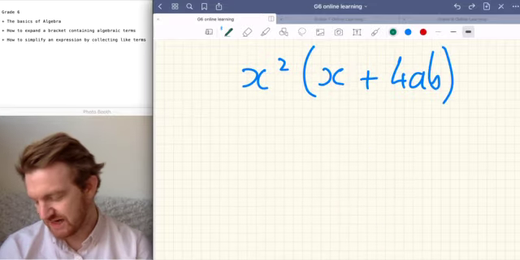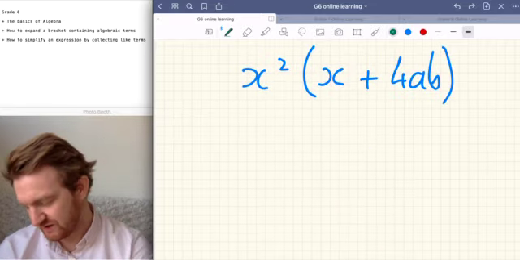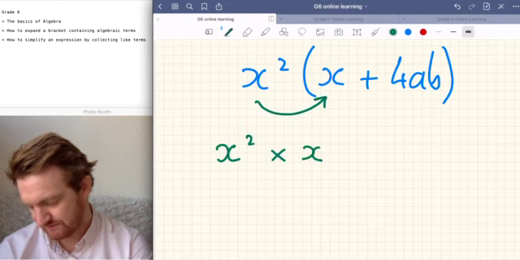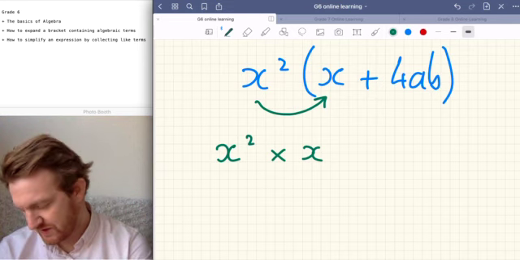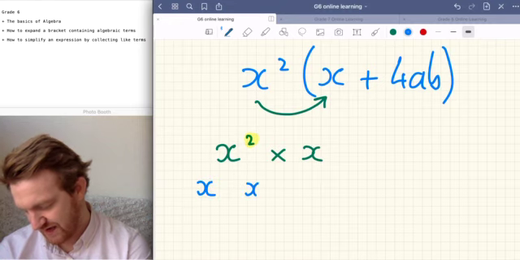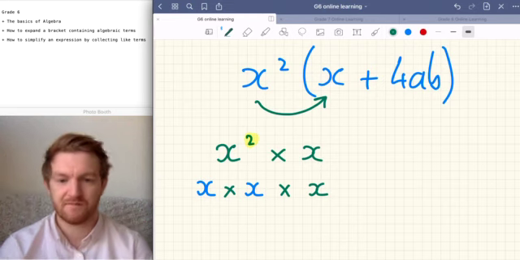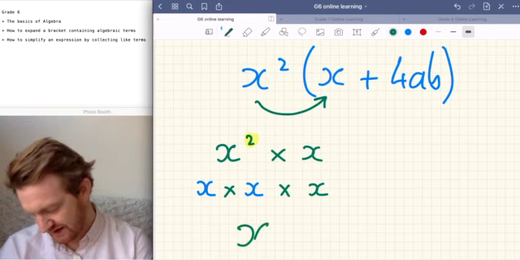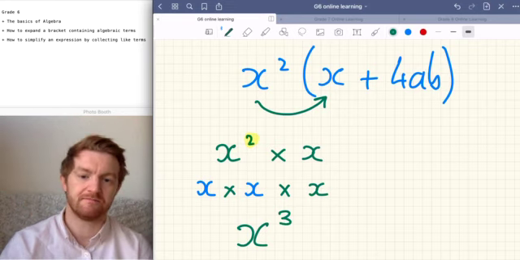We also might see an x squared, like we saw a minute ago, multiplied by an x. X squared times x. Well, we know that when we see this little squared, x squared means x times x. We've also got times x here. We've got 1, 2, 3 x's. So we can say it's like saying x cubed. 1, 2, 3.